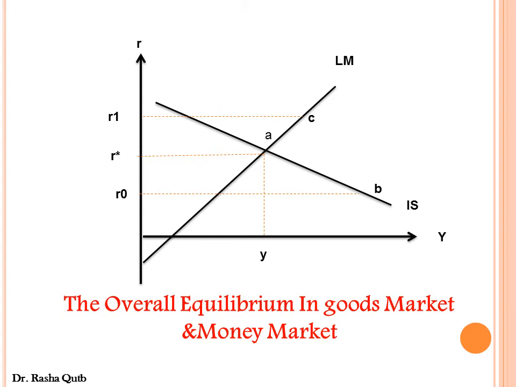Okay, so point B, being to the right of LM, represents an excess demand for money because it is located on the right of LM curve. And in order to restore equilibrium, interest rate should increase. So at point B I have equilibrium in the goods market but excess demand for money, which means excess supply of bonds. In order to restore equilibrium in money market, we have to increase interest rate in order for price of bonds to decrease. Therefore demand for money would decrease, and in this case I restore equilibrium and return back to point A.